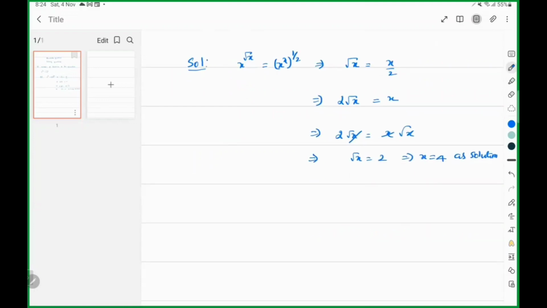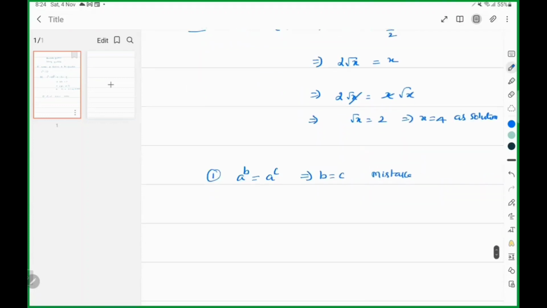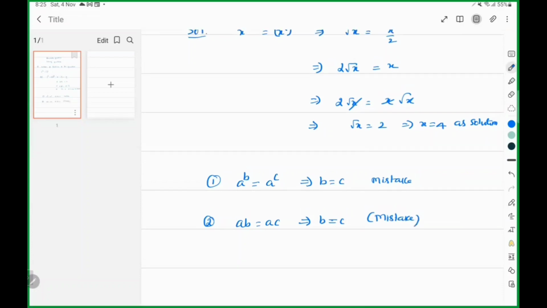But what is the mistake here? There are two different mistakes. One mistake is, once you assume this, concluding straight away that b equal to c is a mistake. And another mistake is, if you conclude that AB equal to AC implies B equal to C, it is another mistake.